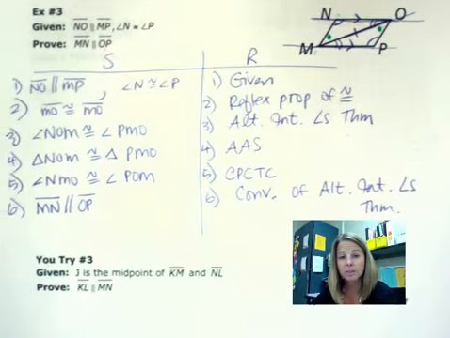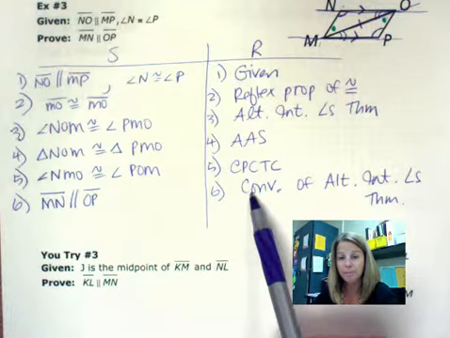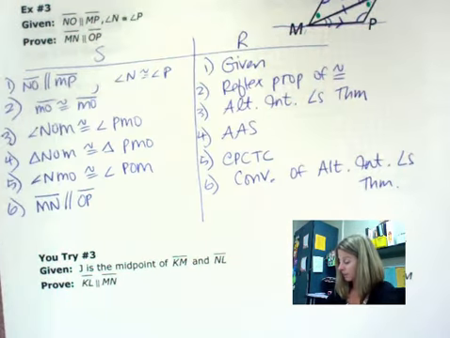Okay, so this one's a little bit more tricky in that you have to use CPCTC to get to your converse. Okay, let's wrap this up. One more example here.